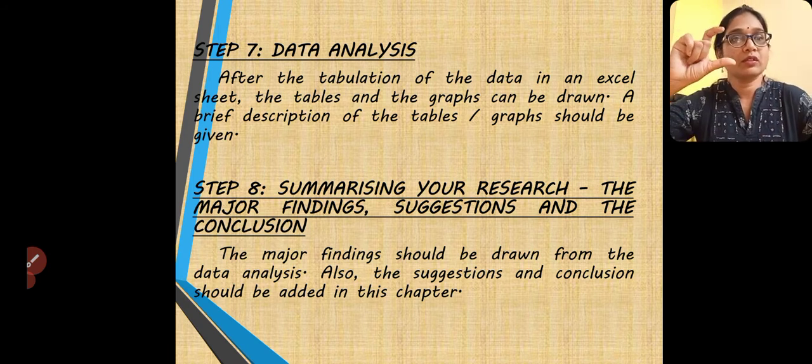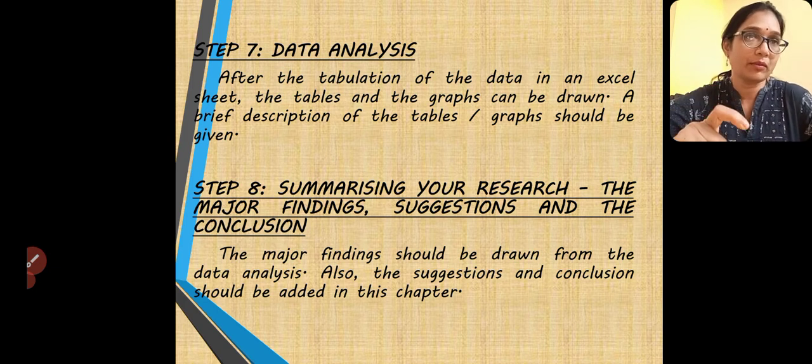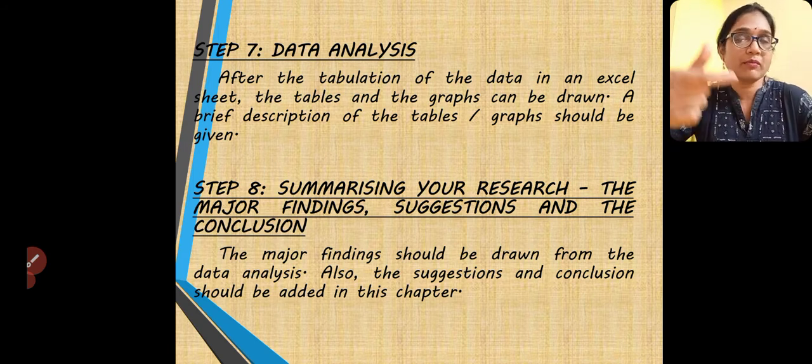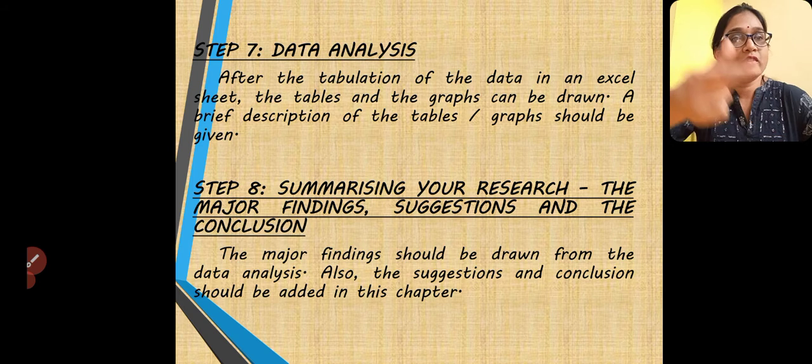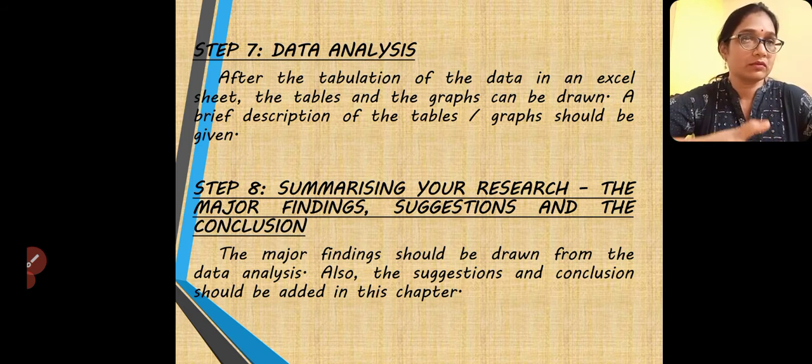For each graph or table, you have to write a brief description of the table. The description just says, for example, the above table describes the marital status of the respondents. So out of the 60 respondents, 20 are male, 40 are female. So that is the brief description of the table.